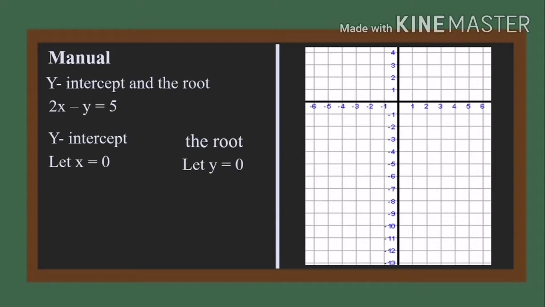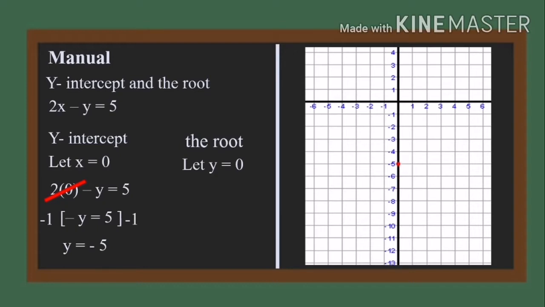So, substitute the value of x, which is 0, into the equation. We have 2 times 0 minus y is equal to 5. Cancel out the 2 times 0. Then we have negative y is equal to 5. To get the value of y, we need to divide both sides by negative 1 or multiply both sides by negative 1. So, y is equal to negative 5. As you get the value of the y-intercept, plot it on the graphing paper.